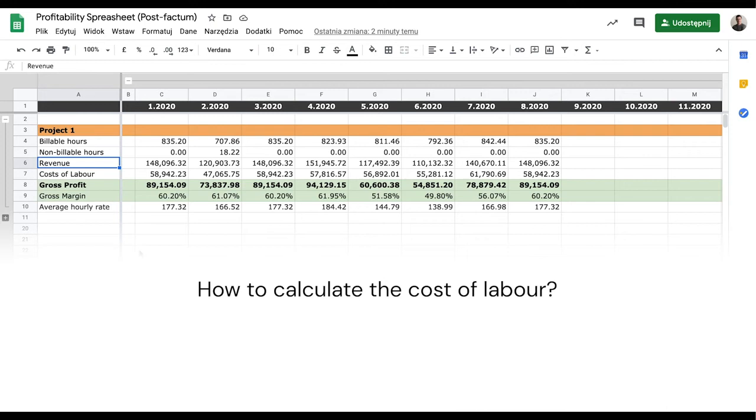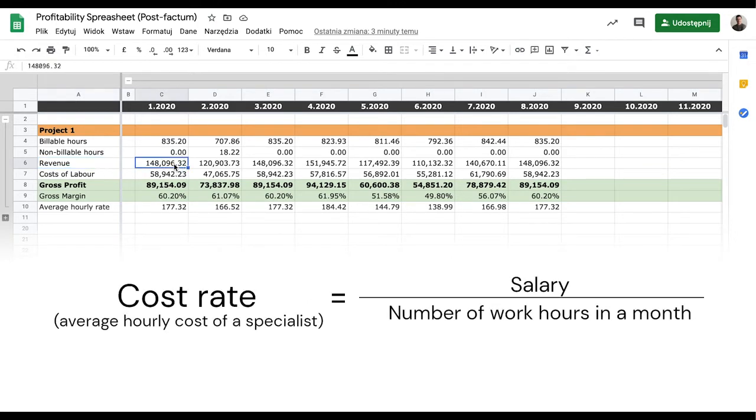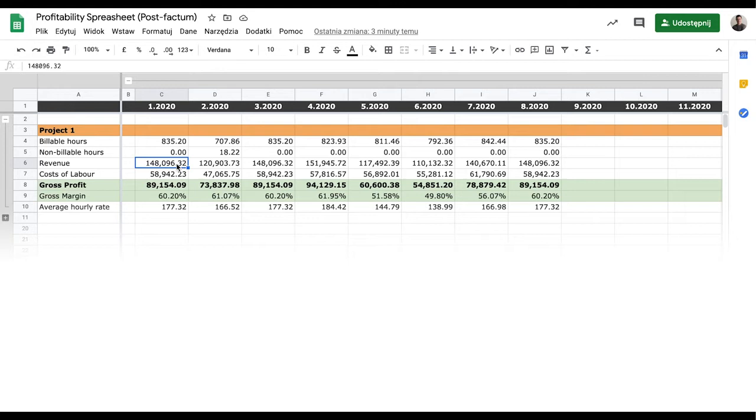I then have the cost of labor. So I follow a similar procedure, meaning that I look at individual team members and I look at how many hours they've spent on the project in a given month. Instead of billable rate, I use a cost rate, meaning the rate that indicates how much I need to pay these specialists. So I take a salary and I divide it by the number of work hours in a given month to get the average hourly cost of a specialist, and then I multiply the number of hours times this cost rate to get something that I call cost of labor.